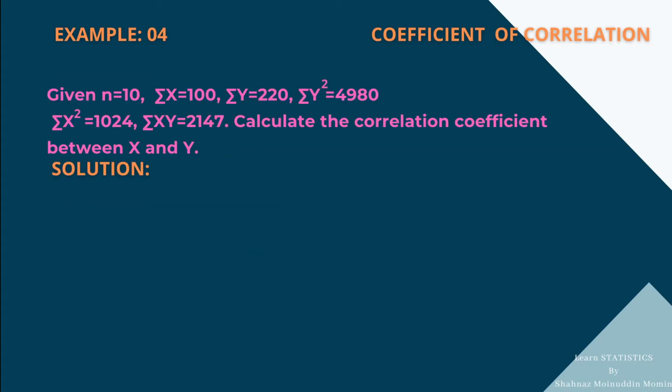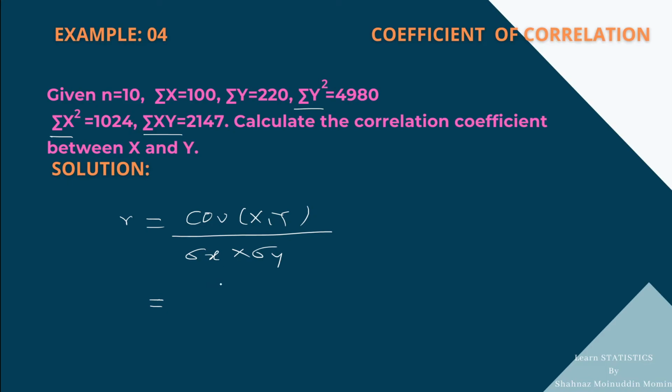Now we will move to the last and fourth example. In this example we are given the terms n, summation x, summation y square, summation x square and summation x into y. Calculate the correlation coefficient between x and y. By definition, r is given by r is equal to covariance of xy divided by standard deviation of x into standard deviation of y.